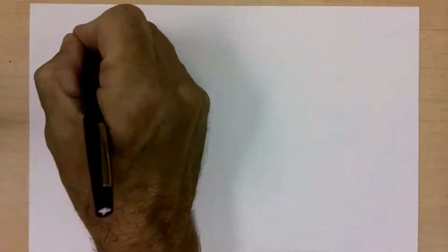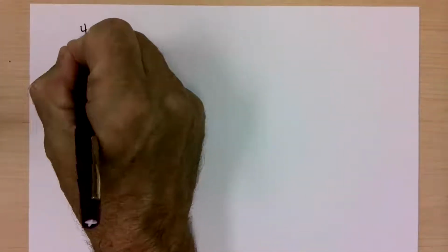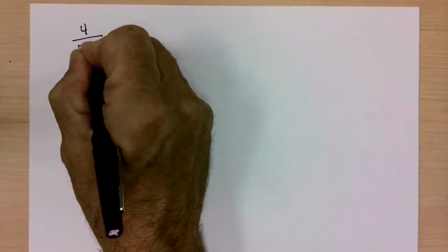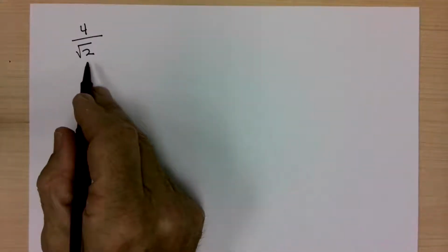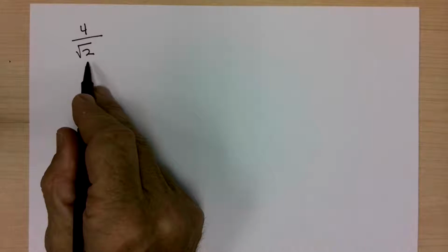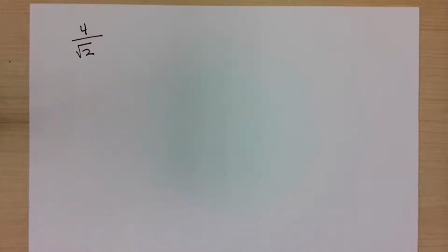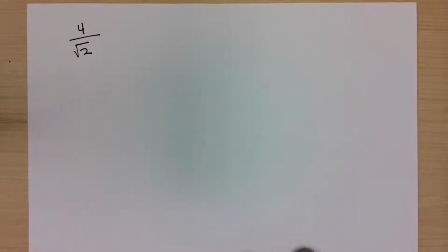So generally speaking, we do not like to have denominators that have radicals. So if I have something like 4 over the square root of 2, we see a radical downstairs. We want to do something so that there is no radical downstairs. So we need to rationalize it, turn it into a rational number.